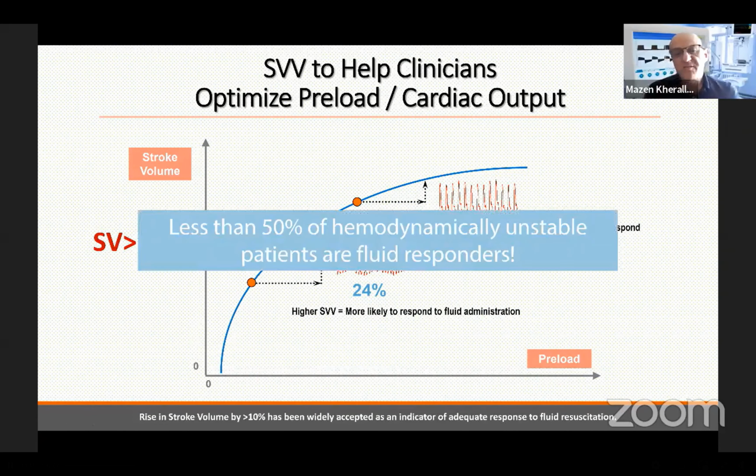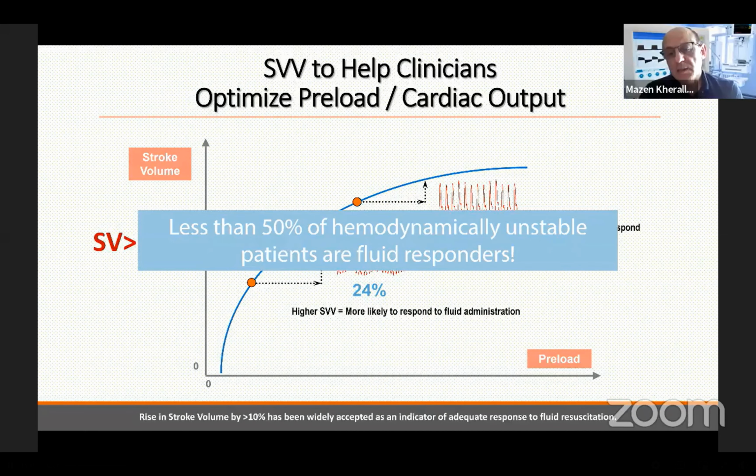However, less than 50% of hemodynamically unstable patients are fluid responders. So if I give that 30 ml per kg to everyone who comes to the emergency room, I'm going to end up giving 50% of those patients fluid unnecessarily, or at least without having the expected or anticipated fluid response.